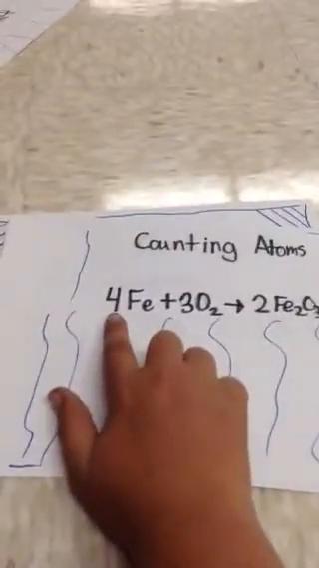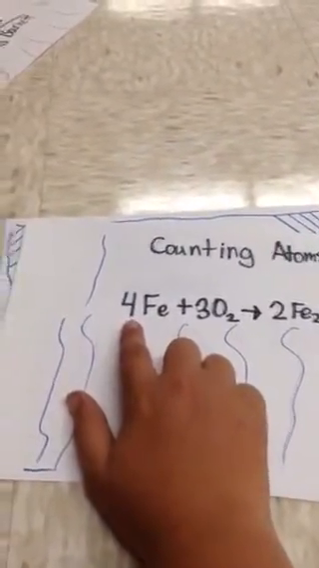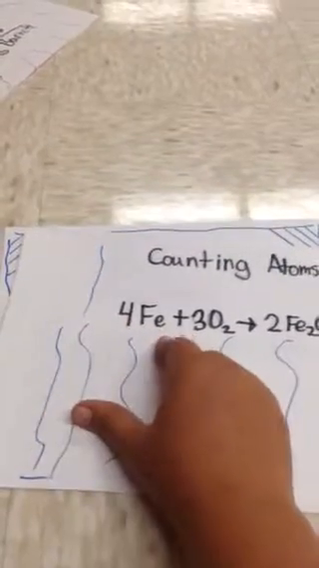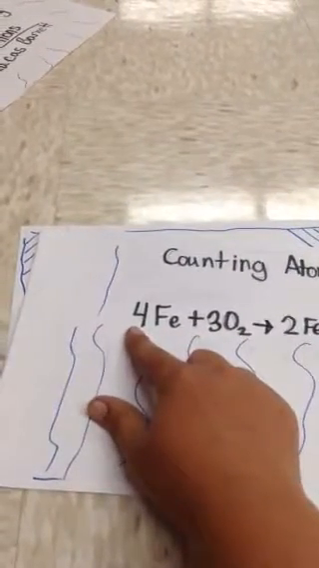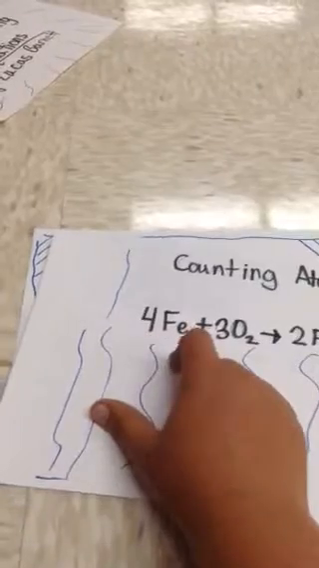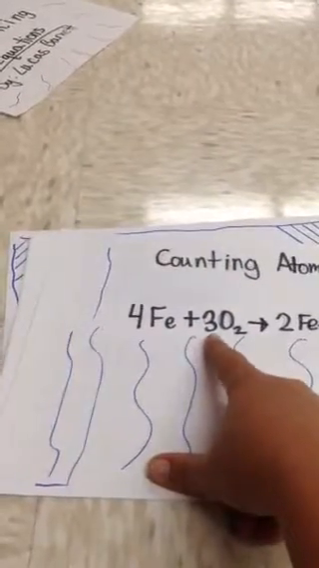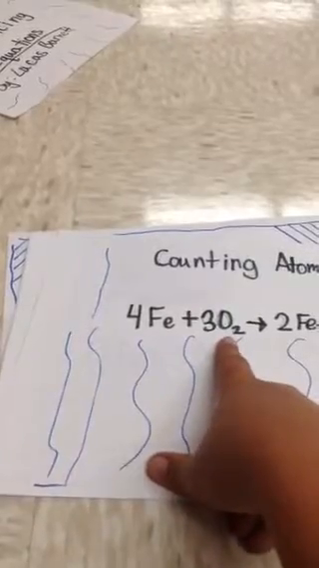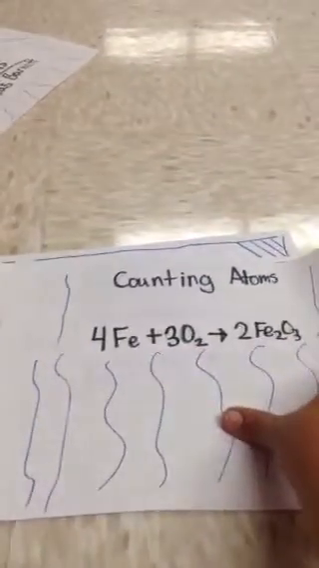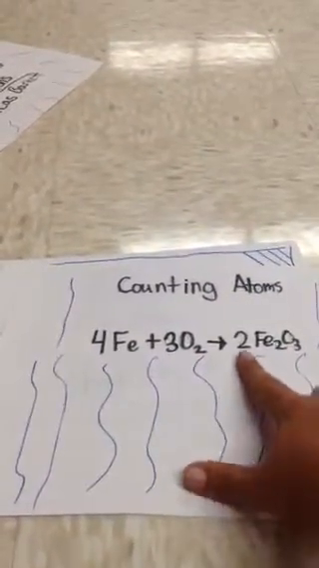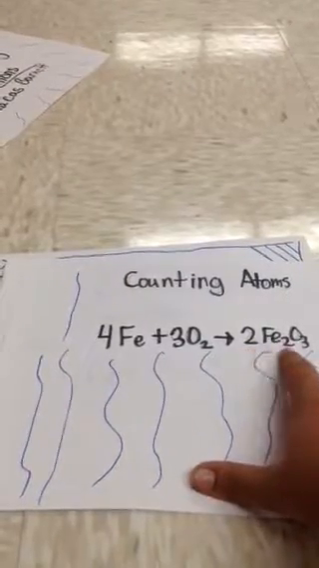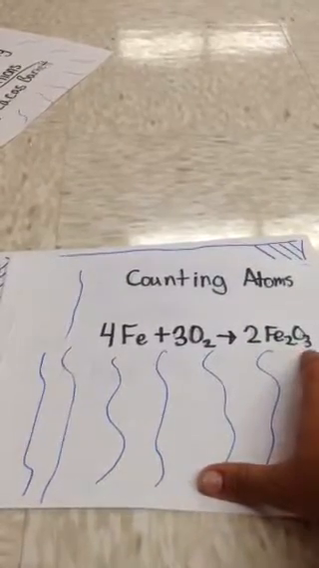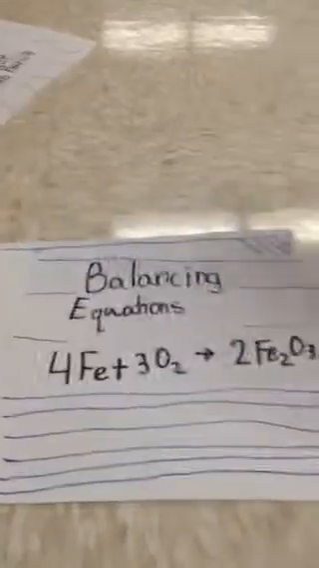Now, for counting atoms, you have your coefficients, which say anything after it has the amount. So for this one, 4 means you have 4 irons, and 3 means you have 3 O2s, which means 6 oxygens. And the same applies for this side. You have 2, which means you have 4 irons and 6 oxygens.